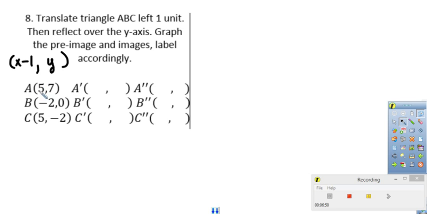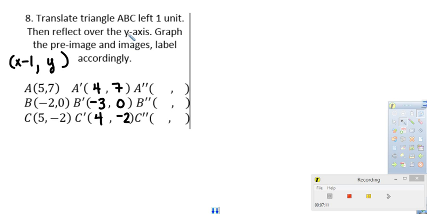The only thing you're doing is for the x value, you're going to subtract 1. So if we're subtracting 1, we're going to get 4. The y stays the same. Subtract 1, so that's negative 3. The y stays the same. Subtract 1, the y stays the same.